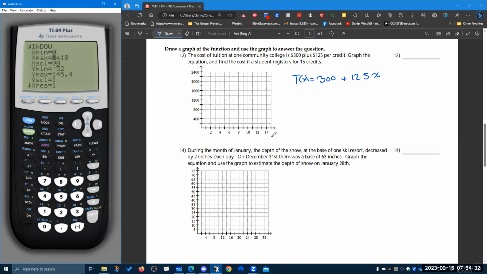Our x max is, it looks like 15. Our x scale is in ones. Our y min is 0. Our y max is 2400. And our y scale, our tick marks are in amounts of 200. And we're going to graph that. Let's go ahead and look at my table here. And let's set this back to auto.